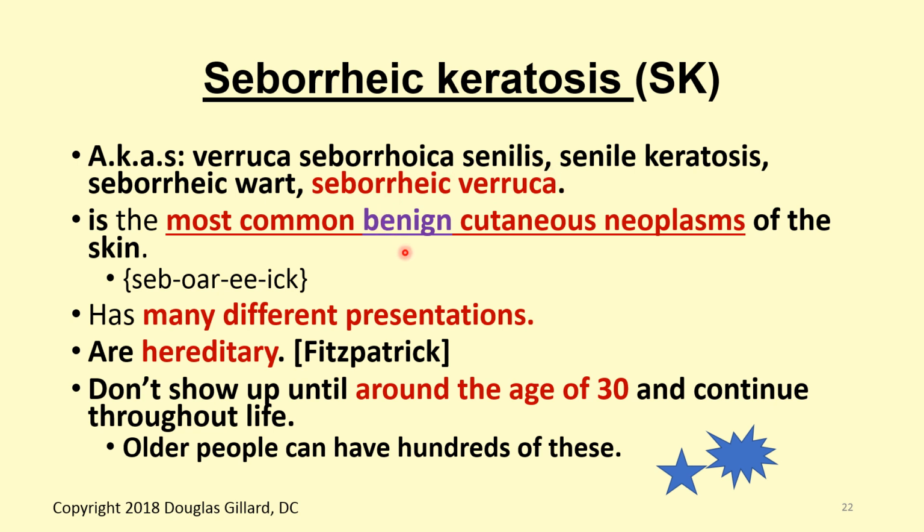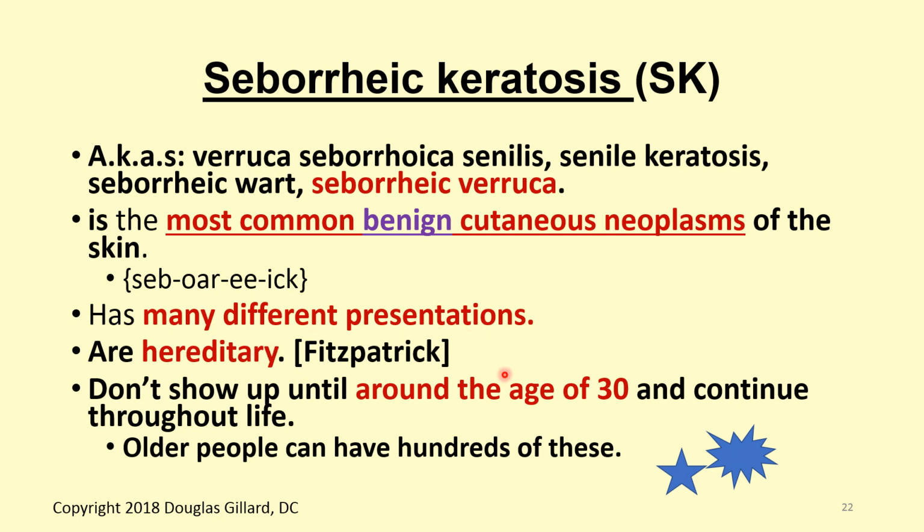It's the most common benign cutaneous neoplasm of the skin. Okay, what does that mean? It's benign, meaning it's not cancerous. It usually doesn't turn into cancer. Cutaneous is skin. Neoplasm is new growth. It's pronounced seborrheic, so seb-or-rhe-ic, seborrheic keratosis. Many different faces. It can present many different ways. There is some heredity to this. If your mom and dad have it, you probably can get it.